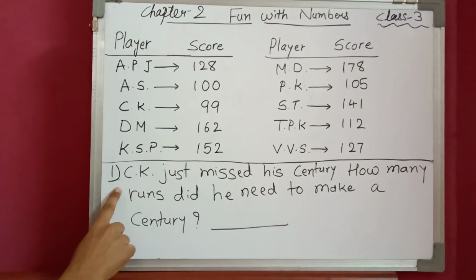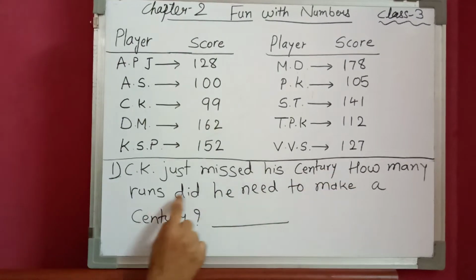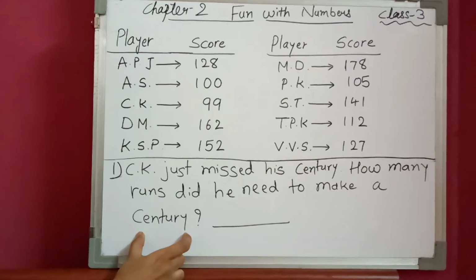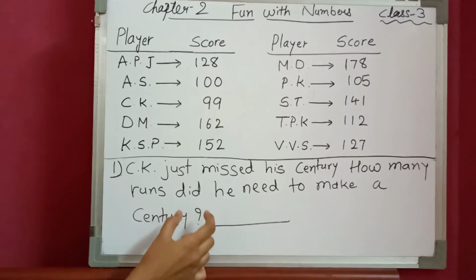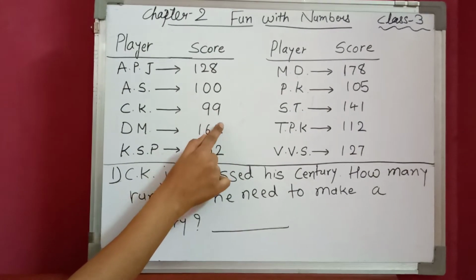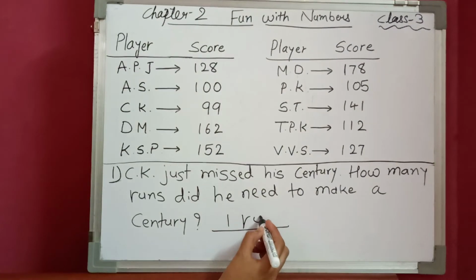The first question is that CK just missed his century. How many runs did he need to make a century? We already learnt about the word century. Century means 100 runs. So how many runs scored by CK? CK scored 99 runs. So for making the century, how many runs does he need? He needs 1 run to make the century.